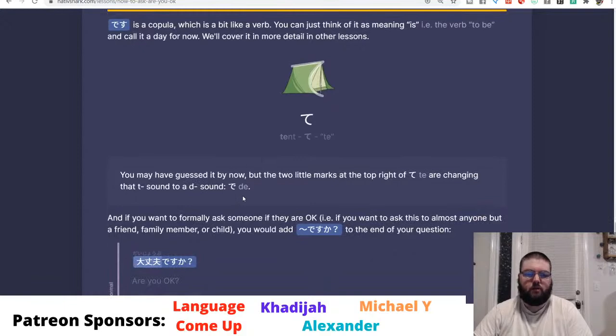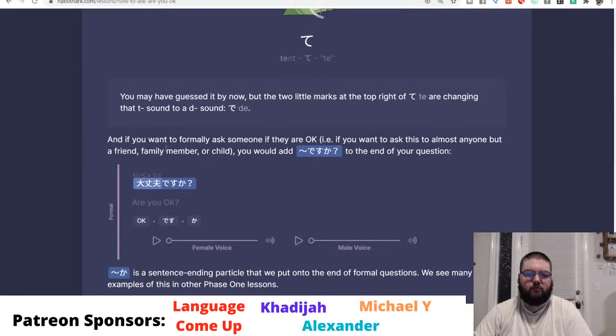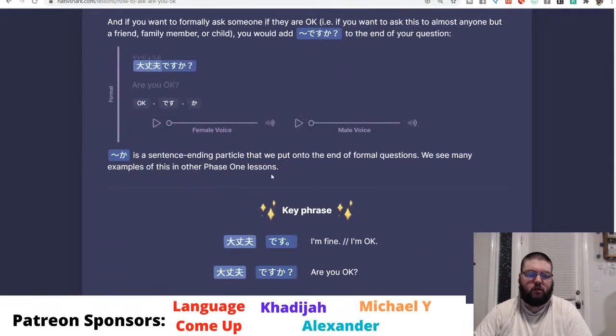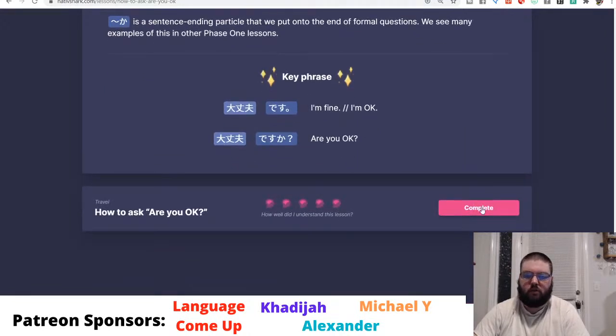You may have guessed it by now, but the two little marks at the top of the te are changing that sound to a de. And if you want to formally ask if they are okay, i.e. if you want to ask this to almost anyone but a friend, family member, or child, you would add desu ka. 大丈夫ですか？ Ka is a sentence-ending particle that we put onto the end of formal questions. We see many examples of this in other phases. All right, we good on that.